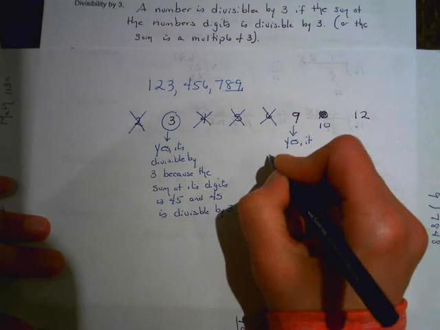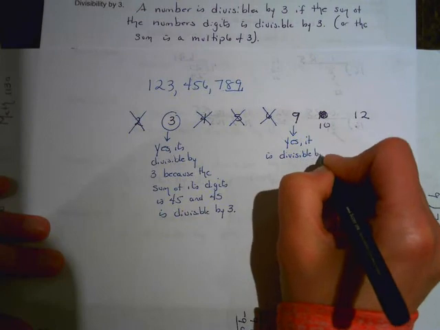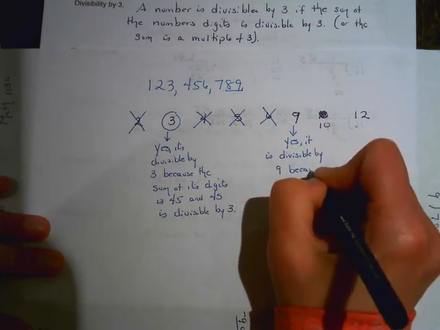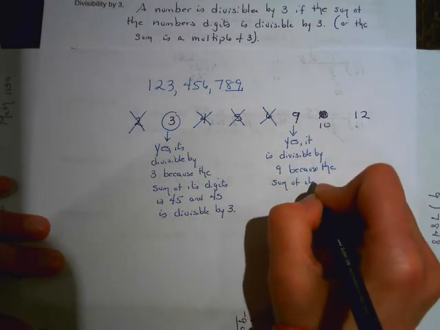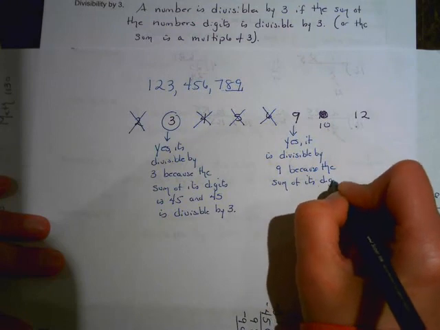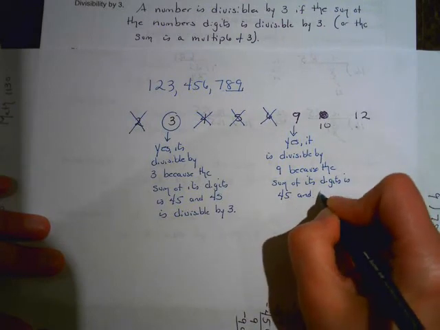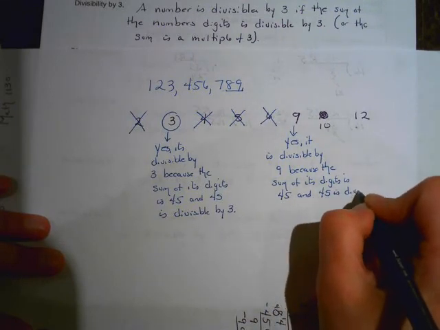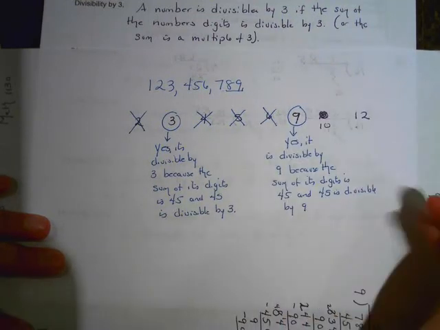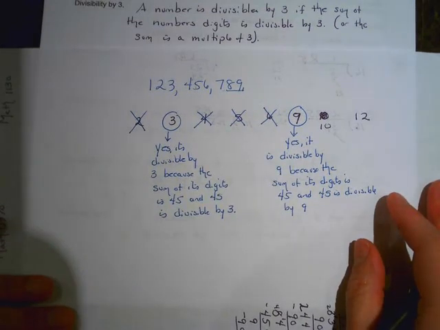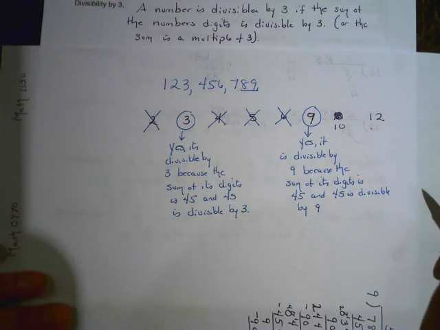It is divisible by 9 because the sum of its digits is 45, and 45 is divisible by 9. So it is divisible by 9. Interesting. So far we have it's divisible by 3 and 9.